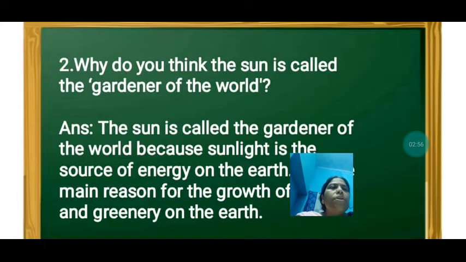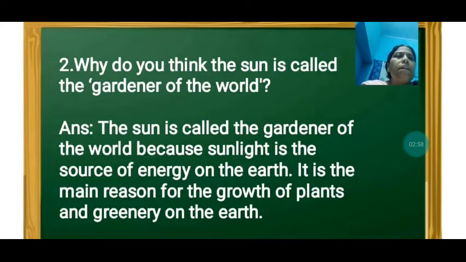Now, why do you think the sun is called the gardener of the world? Why in the poem is the sun called the gardener of the world? Now let us see the answer. The sun is called the gardener of the world because sunlight is the source of energy on the earth. We know where the energy comes from. The energy comes from the sunlight, the solar energy. And that is the source of energy.